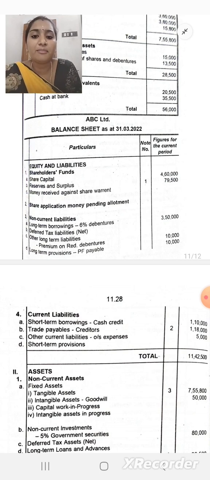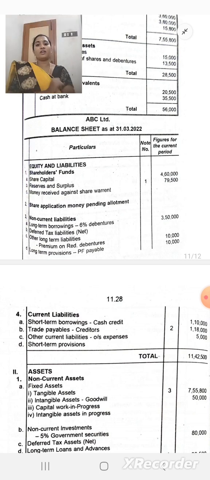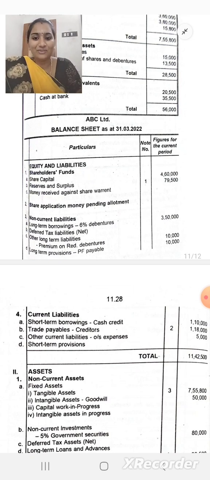Share application money pending allotment. What is going to appear there? Non-current liabilities and current liabilities. The items appearing in non-current liabilities are long-term borrowings. That means debenture. Whatever debenture we are getting, we are going to enter in long-term borrowings. Debentures will not come in short-term. Debenture will come in long-term borrowings only.